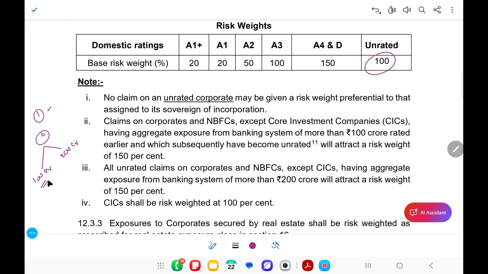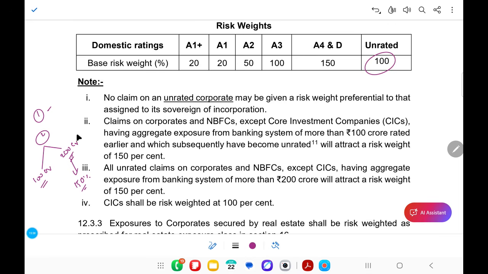So, what are these criteria? This basically assigns a penal risk weight percentage. If a corporate or NBFC, excluding CICs, which is core investment companies, has an aggregate exposure from the banking system of more than 200 crore, all the unrated claims attract a higher risk weight of 150%.